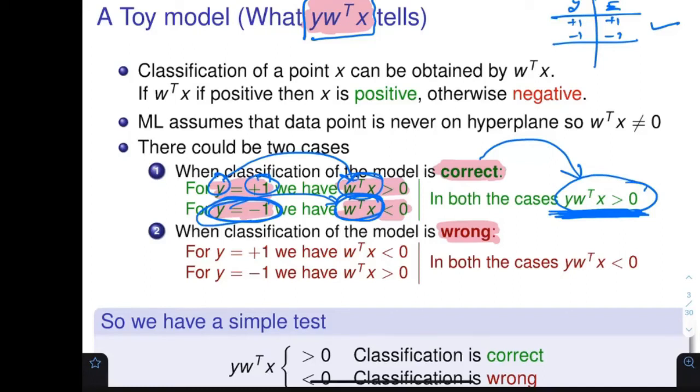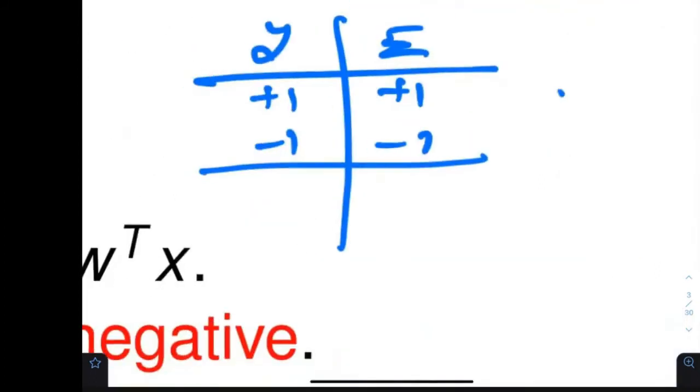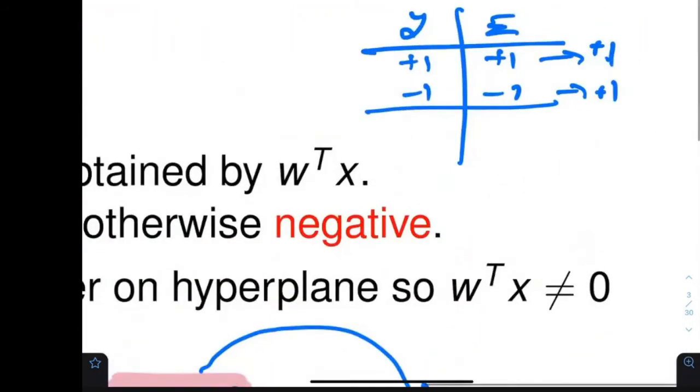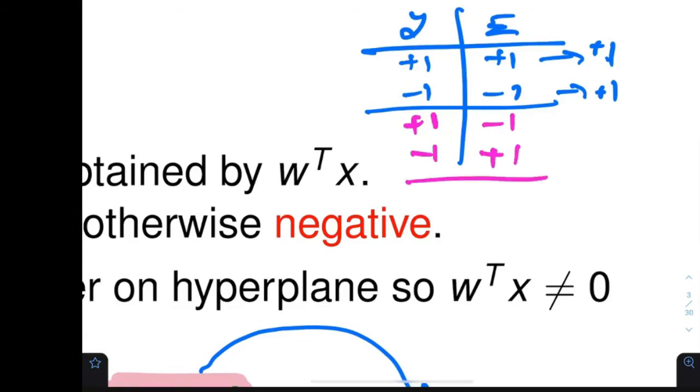Because you try to find out the multiplication over here. What is the multiplication of this? 1 and 1, it is 1. -1 and -1, it is again 1. So in both the cases, it is greater than 0. What happens if my system is wrong? For the +1, my system is going to give you -1. For -1, my system is going to give you +1. If you multiply these two things, it becomes -1.